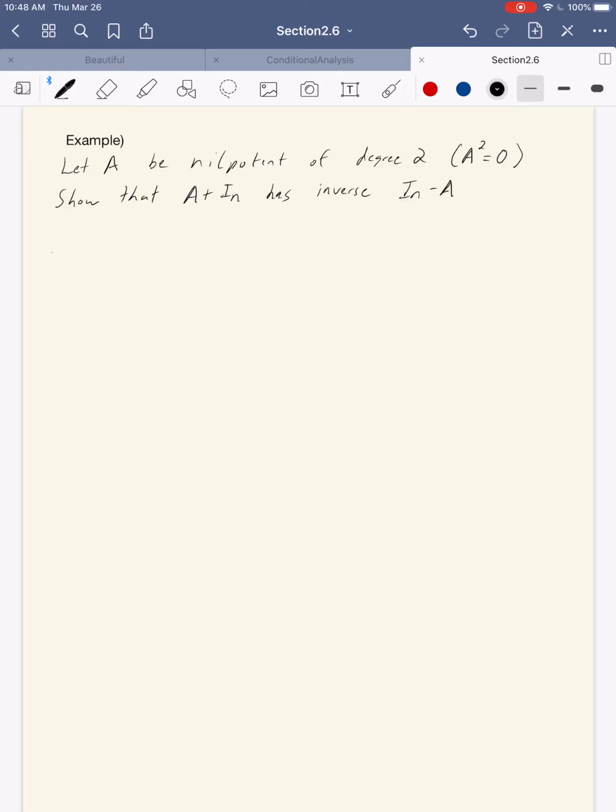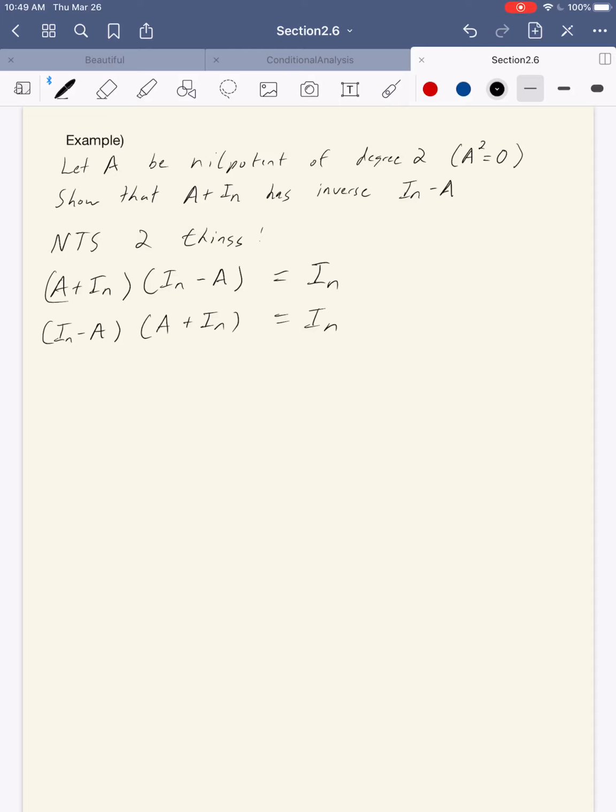So we need to show two things. What are those two things? Well, we need to show that A plus IN times IN minus A equals IN. And then we need to show the reverse of that. So IN minus A times A plus IN is also equal to IN. So we need to show both those things. So let's do our little proof here. Let's do A plus IN and multiply that with IN minus A.